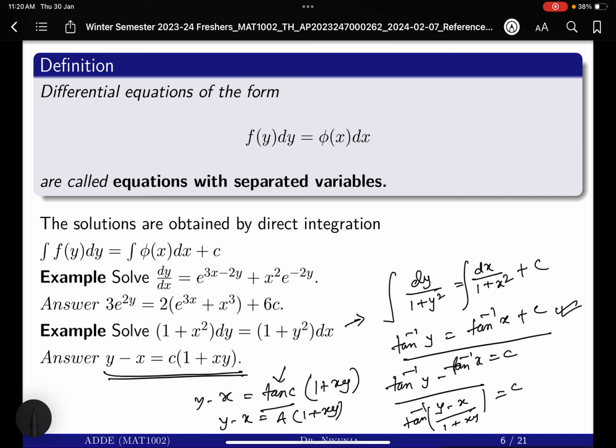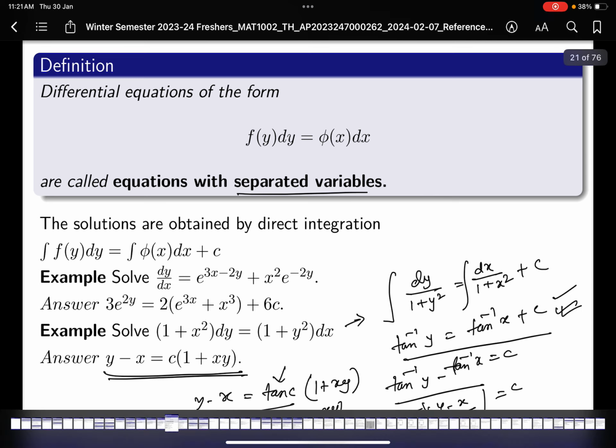It is not mandatory to get this last or simplified form; you can keep it up to this point, not an issue. So this is how we solve questions by using the separable variable technique. If you have any doubt or query, you can ask your question in the comment section.